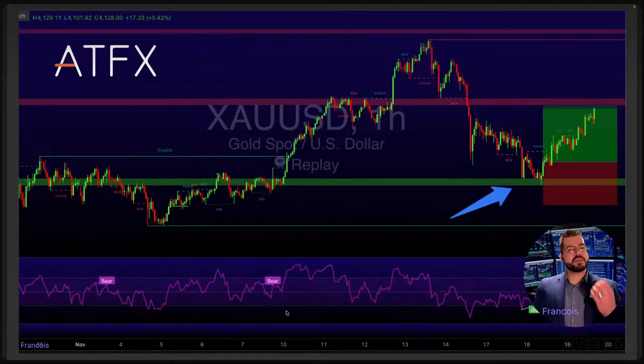So with the RSI, here's the key that I want you to take away tonight. Use it inside your price action levels, not instead of your price action levels. Again, if there are any questions, please feel free to ask.